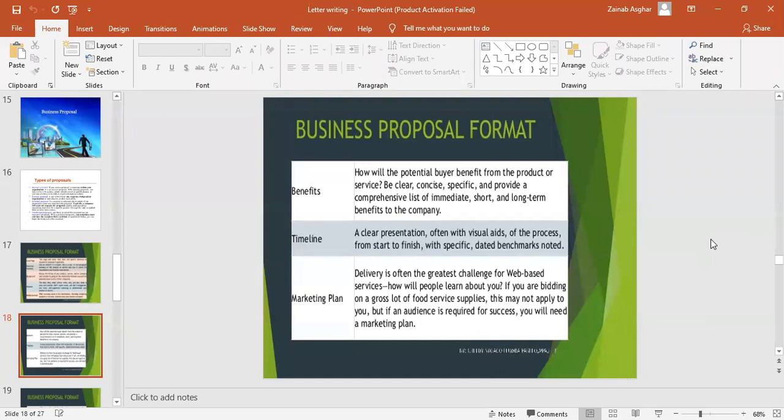Marketing plans. So delivery is often the greatest challenge for web-based services. How will people learn about it? The previous things were all related to the business proposal and the product that will actually make a deal. But you need to tell your buyers how you both, in cooperation, will introduce this thing to the market. पहले तो बात ये आती है ना, आपने मार्केट में उसको कैसे इंट्रोड्यूस करवाना है. ये तो आपके सारे फ्यूचर प्लान्स है ना, that you are seeing.